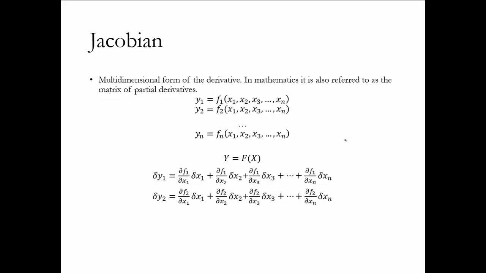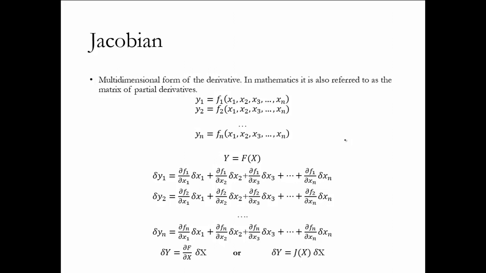So we can always find out the change in y1 with respect to all these variables. That can be represented like this: partial derivative with respect to all these variables of the function f1, and similarly delta y2 and up to delta yn. Now this can also be put in compact form, something like this: delta y is equal to dou f by dou x times delta x.